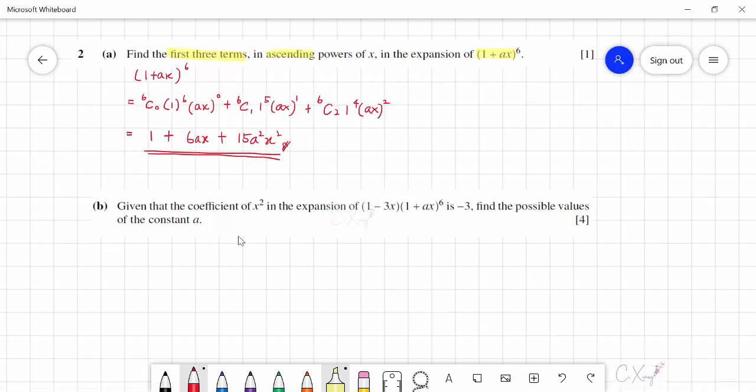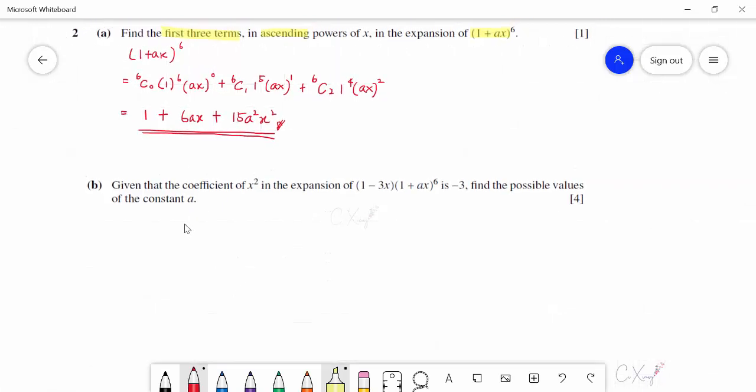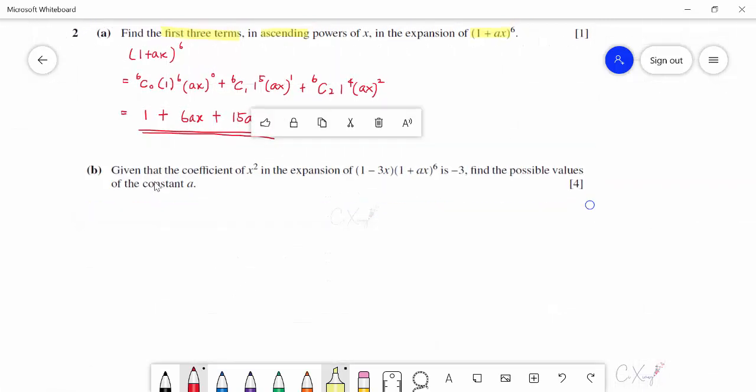After that, in part B, they give us that the coefficient of x² in this expansion is equal to -3. So the important thing here is the coefficient of x² is -3, and we want to find the possible values for the constant a. Please take note that they mention positive values, which means there might be more than one value for a.